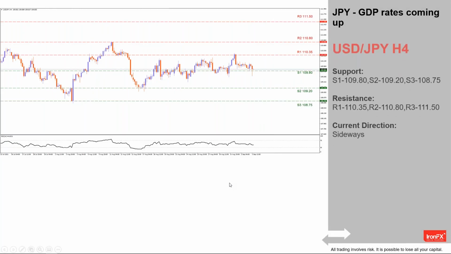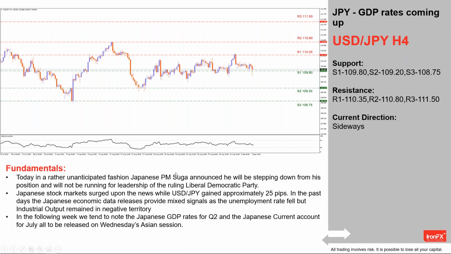We move now to JPY. At the moment, the JPY is nearing its third consecutive week lower against the USD, while it's also lower against the euro and the pound. Today, in a rather unanticipated fashion, Japanese PM Suga announced he will be stepping down from his position and will not be running for leadership in the ruling Liberal Democratic Party.